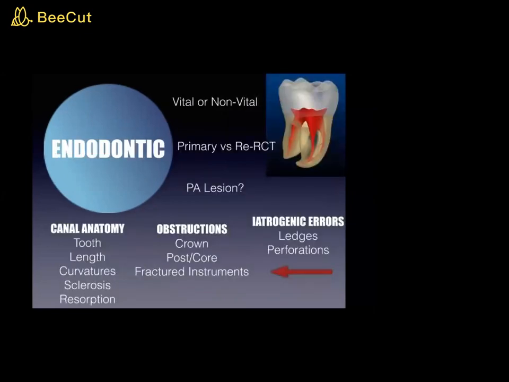I'm not going to dwell too much on the rest of this because that's not really applicable. I picked out some of these slides just from previous presentations, but is the tooth obviously vital? We're talking about a pulpitis here, so the rest of it really doesn't apply, apart from the bottom left-hand corner, which is the canal anatomy. Have a look at the tooth, the length, the curvatures, sclerosis or resorption. These factors are things that you need to consider before you actually put your burr to your tooth.